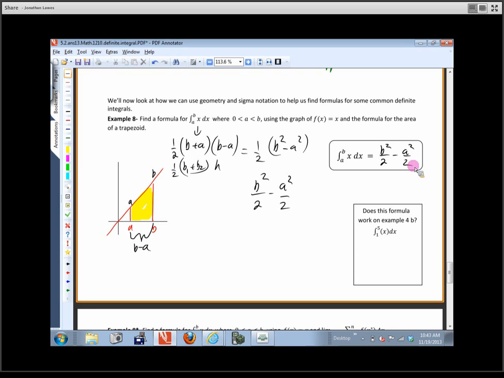Now, we actually did this problem up above. We did one where the function was the identity function and the interval was from 1 to 5. Since that's a and that's b, this formula says we should get b squared, so 5 squared over 2, minus a squared, which is 1 squared over 2. So that's 25 halves minus 1/2. That's 24 halves, which is 12. Isn't that what we got?